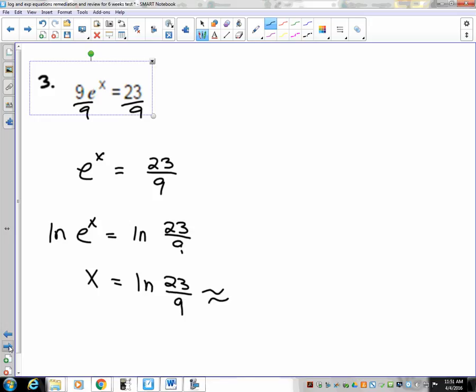Now, you can type that in and see what that is. Okay. Now, notice you don't type in this. This is not the natural log of 23 divided by natural log of 9, is it? Okay, it's just natural log of 23 over 9. So be sure you type that in right.